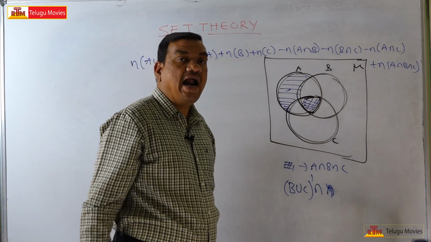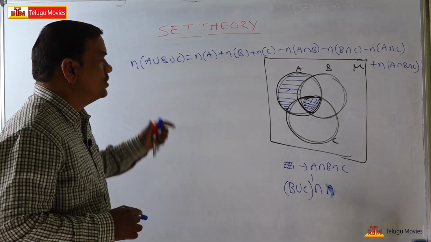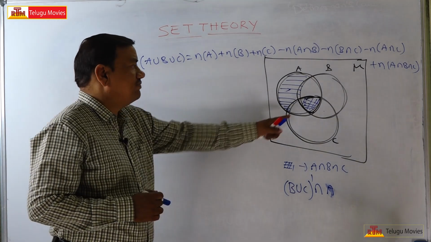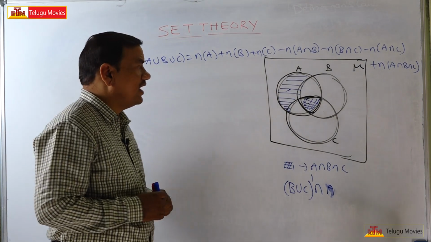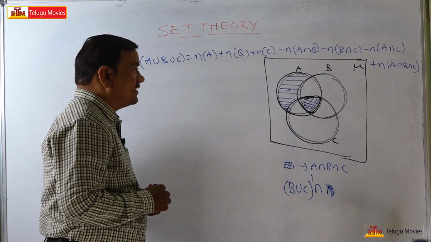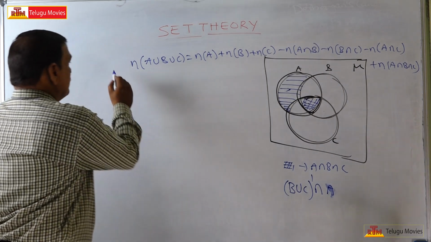That's why you have to add one time N of A intersection B intersection C. So this is a very, very important formula that we have from this set. Okay, now next from this we have one beautiful formula, that is what? So this is the first one.